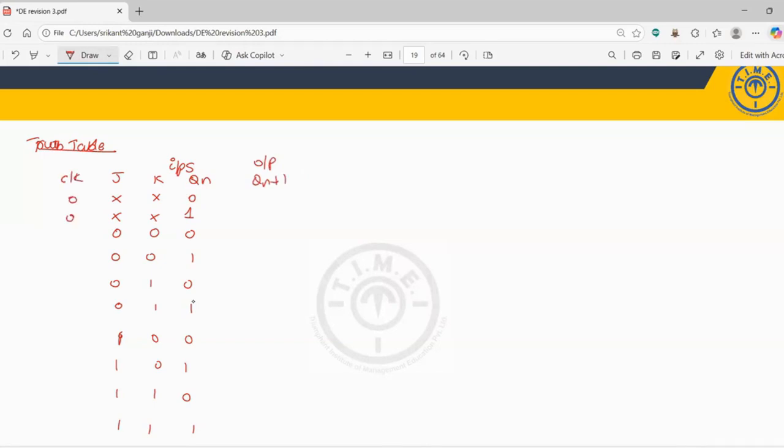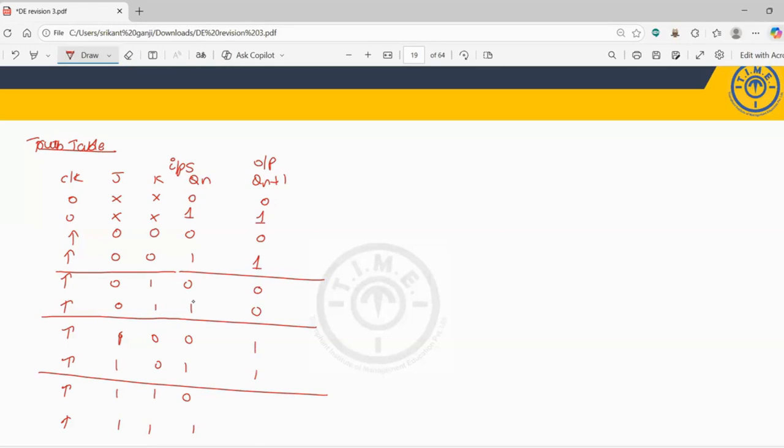Here is the clock pulse. For these two values the clock pulse is 0, and for the other values I'm applying a positive edge trigger. If it is not applied, the output is only 0, 1, whatever the present state is, that is displayed here. If JK is 0 0, the present state won't change. If it is applied as 0 and 1, the output is 0 and 0. If it is 1 0, the output is 1 1.